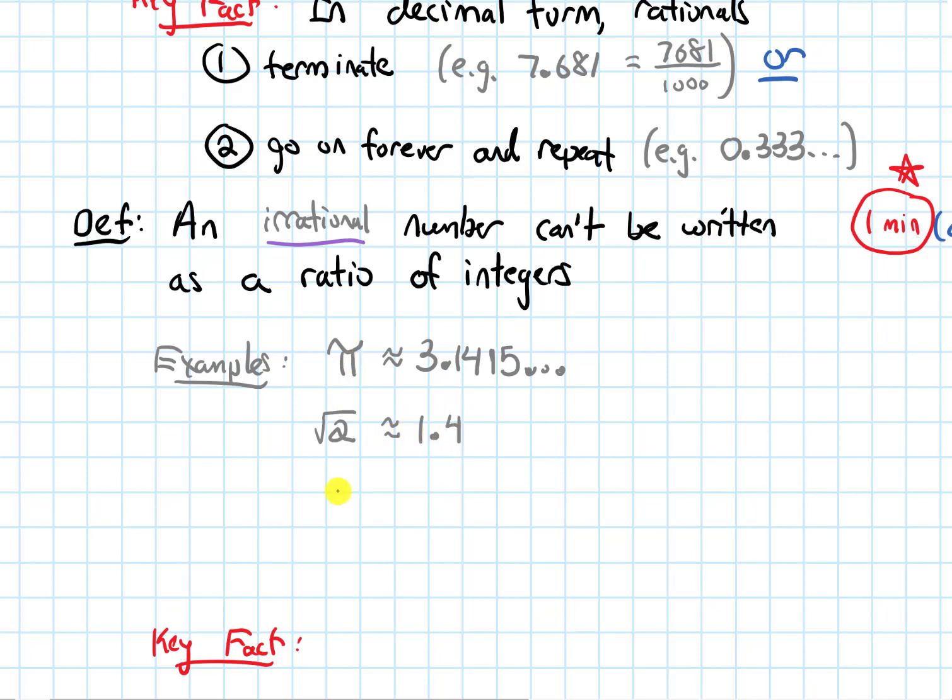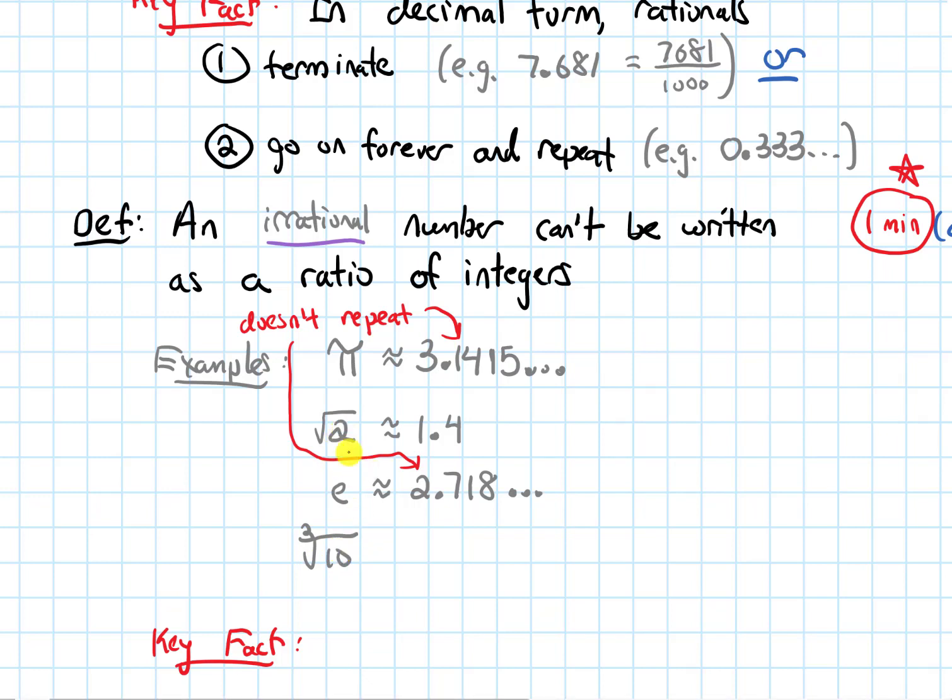Another classic example is e. This is the base of what's called the natural logarithm. And as a decimal, this is approximately 2.718. It also goes on forever, but it doesn't repeat. So pi doesn't repeat and e doesn't repeat. This one doesn't repeat. This one also doesn't repeat. Let's do one more. Let's do cube root of 10. Cube root of 10 is also an irrational number.